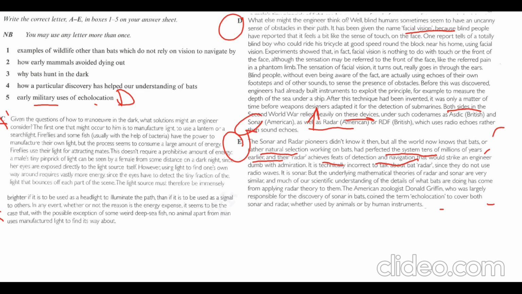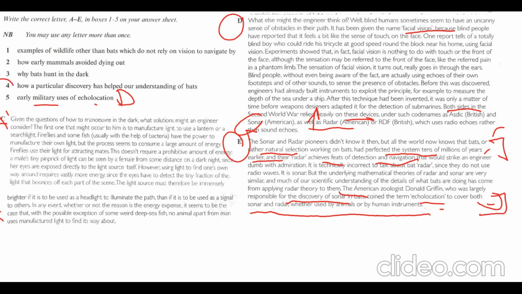Okay, so if I go a little bit down as well, the last two lines approximately. Now it starts from here, so I can just read from here. The American zoologist Donald Griffin was largely responsible for the discovery of sonar in bats, and coined the term echolocation to cover both sonar and radar, whether used by animals or by human instruments. Okay, so here they're talking about how they studied bats and then they came up with echolocation and sonar, radar, etc.